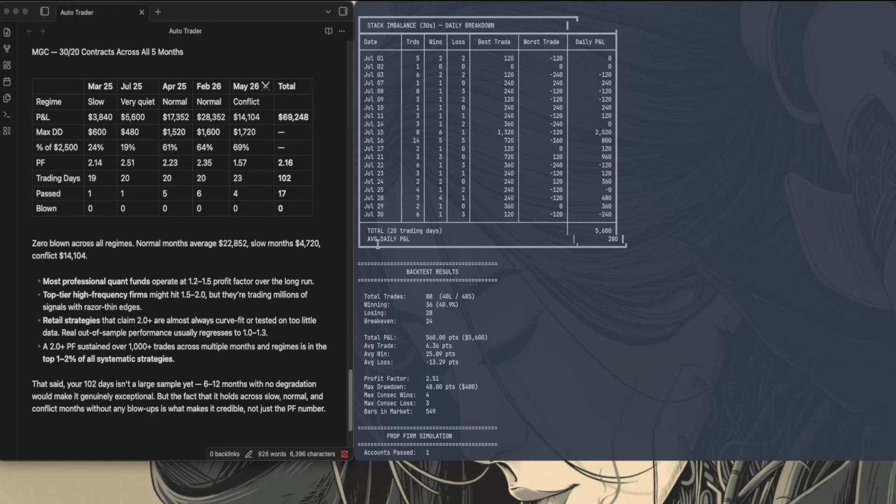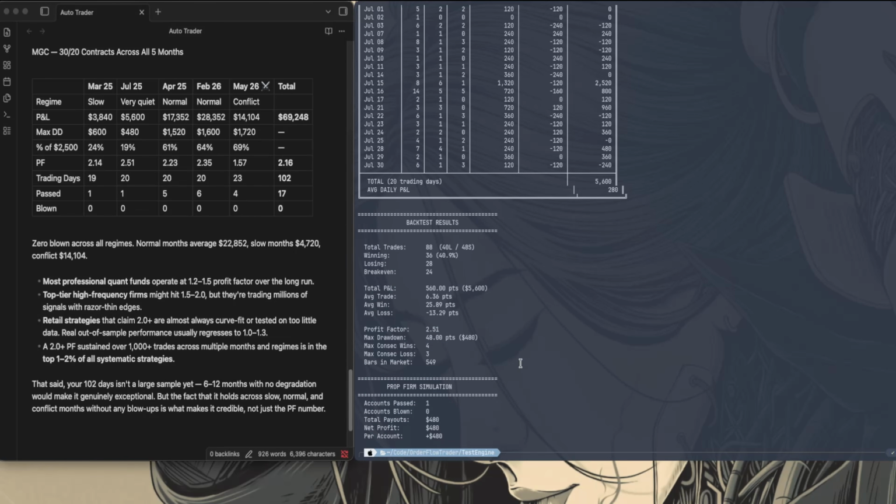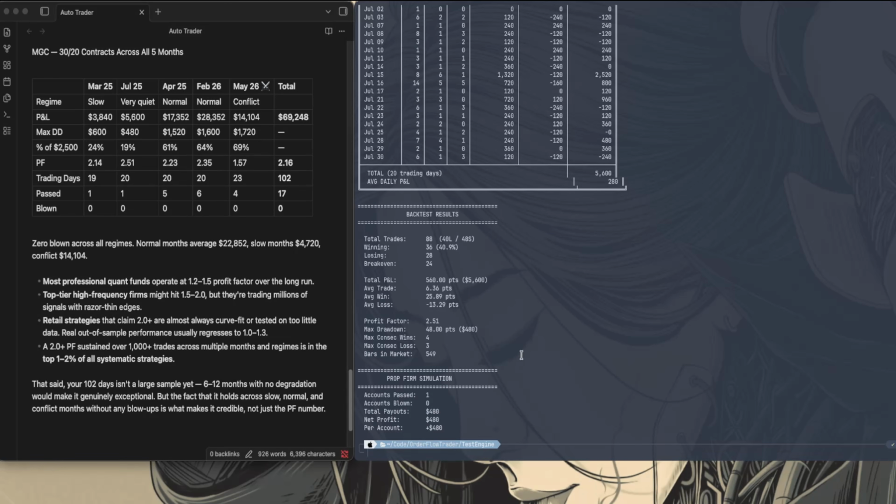The total was 5,600. The average daily, 280. That's fine. Prop firm simulation, 1 passed. The max drawdown was $480. Didn't even come close to the 2,500. That right there, 100% of the 2,500 blow up was 19% of it used. I mean, it's not even close to it.